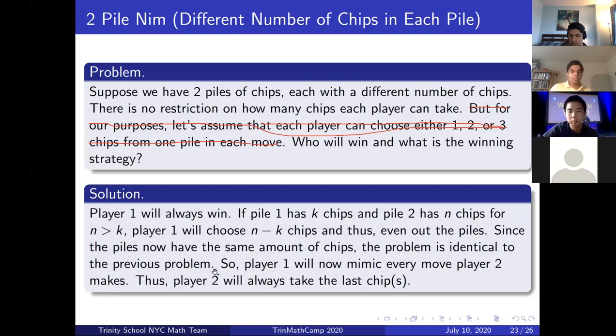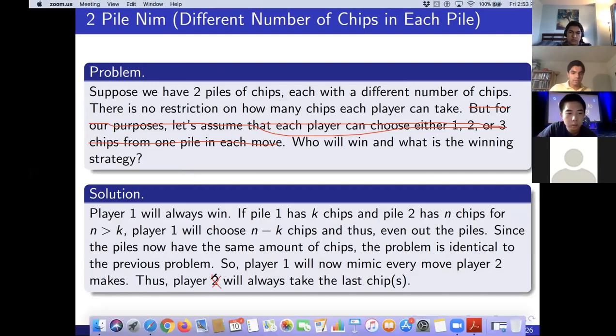Sorry, this should say player 1 will always take the last chip. If you're taking notes, I can fix that. Sorry if it's getting a little loud with rain in the background. But yeah, I hope that makes sense. Let's check the chat to make sure.